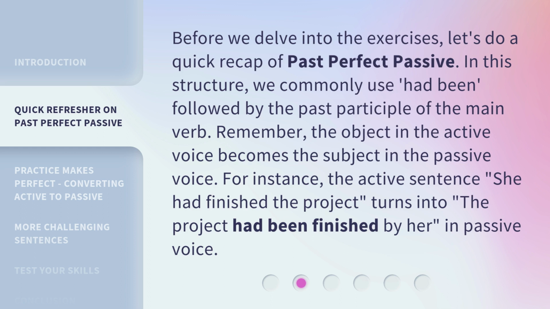Before we delve into the exercises, let's do a quick recap of past perfect passive. In this structure, we commonly use had been, followed by the past participle of the main verb. Remember, the object in the active voice becomes the subject in the passive voice. For instance, the active sentence, she had finished the project, turns into, the project had been finished by her, in passive voice.